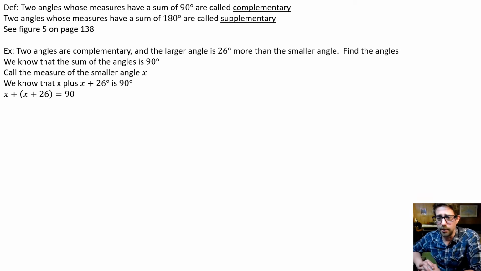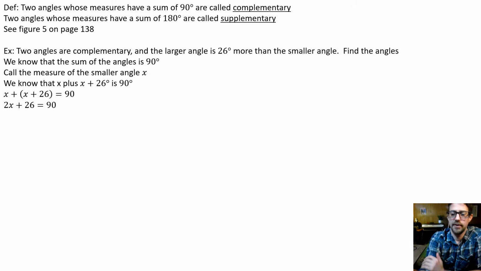Right, and now it's just algebra. So if you're comfortable setting it up, that's the work. Now it's just the same kind of algebra we've been doing this whole section. This is just a simple linear equation. So you just combine like terms. You don't even need the parentheses there. I just like to put them. So it'd be 2x plus 26 is 90.